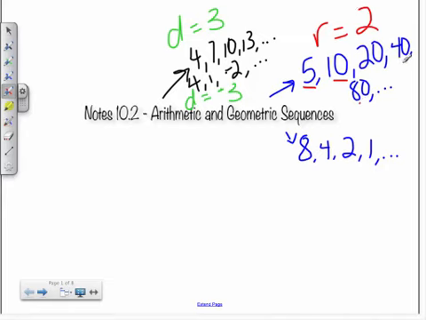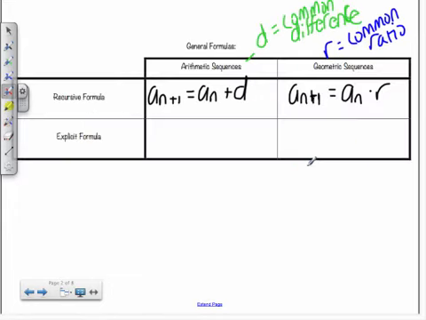So 80 divided by 40 gives me 2. 20 divided by 10 gives me 2. Okay? So in this example, my r value would be 1/2 because 8 multiplied by 1/2 is 4, or I could just take this term in my sequence and divide it by the previous term. So 4 divided by 8, which would give me 1/2. All right? So that's how you find the recursive formula.